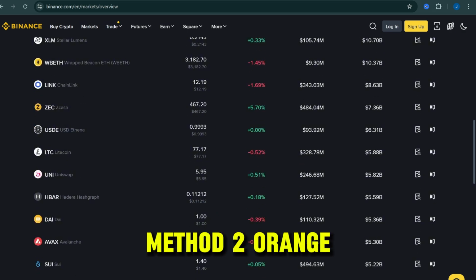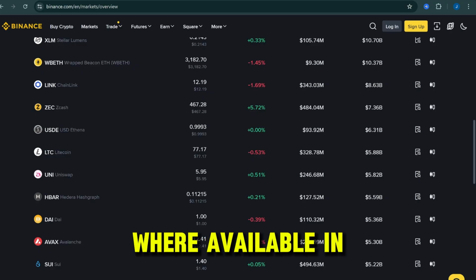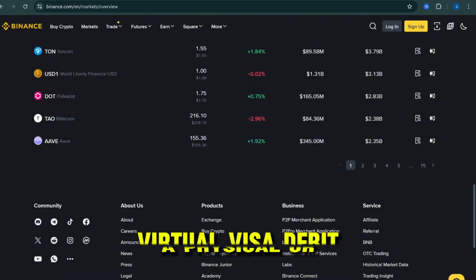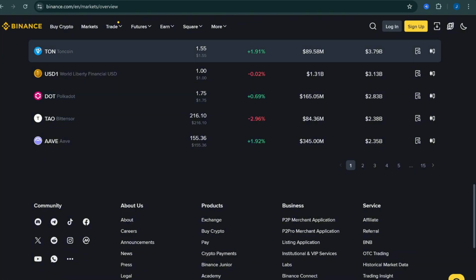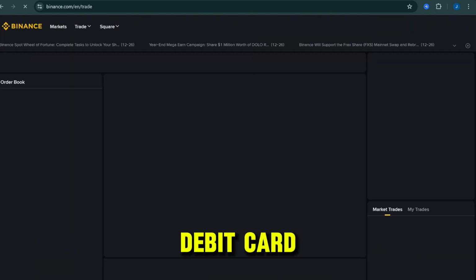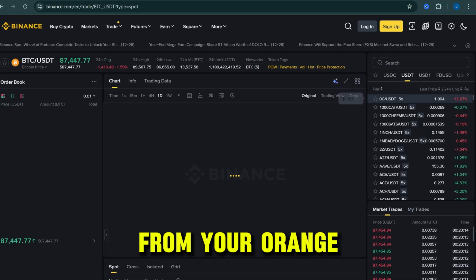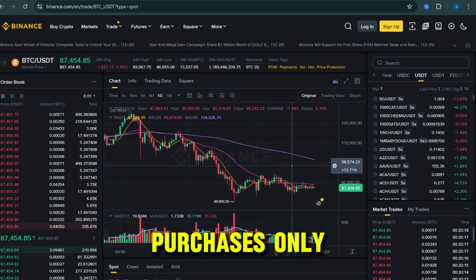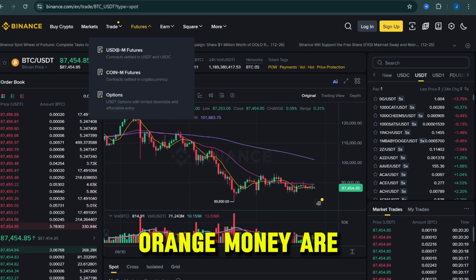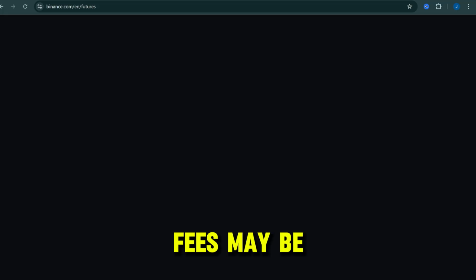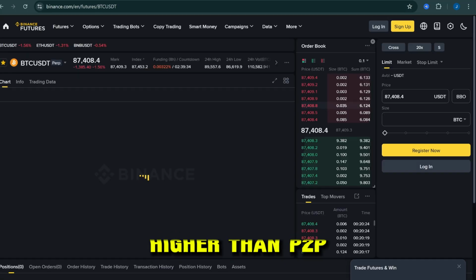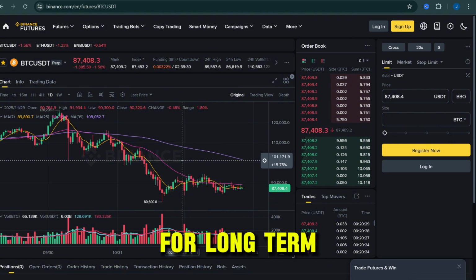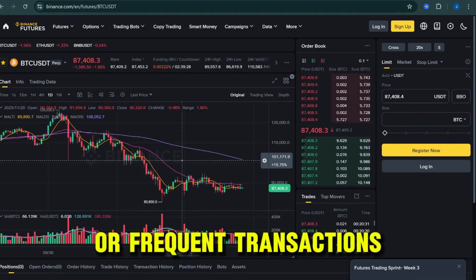Method 2. Orange Money Visa Card, where available. In some regions, Orange Money offers a physical or virtual Visa debit card. Binance treats it like a standard debit card. Payments are deducted from your Orange Money balance. Usually supports crypto purchases only. Withdrawals back to Orange Money are not supported. Fees may be higher than P2P. This option is convenient for quick buys, but not ideal for long-term or frequent transactions.